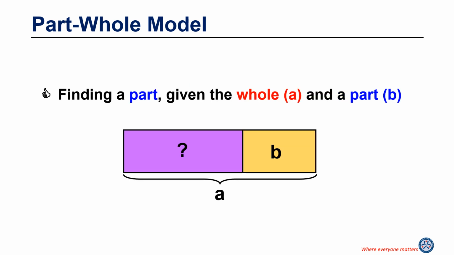From the part-whole model, if the values of the whole and the part are given, we have to subtract the numbers, which is A minus B, to find the missing part.